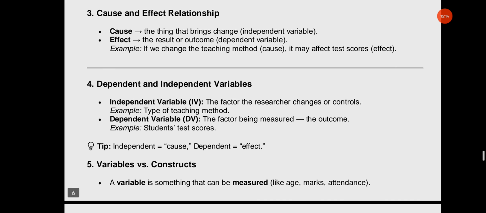Cause and effect relationship. Cause: the thing that brings changes. The independent variable is basically the cause. Effect: the result or outcome, the dependent variable. So the dependent variable is the effect. Example, if we change the teaching method, the cause, it may affect test scores. So teaching method here is the cause and test score is the effect.